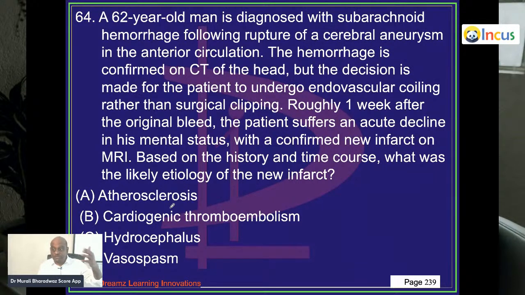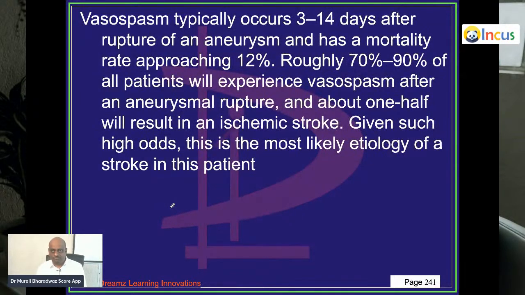A 62-year-old is diagnosed with subarachnoid hemorrhage, and the hemorrhage is confirmed on CT. You have done surgical clipping. But 1 week later, the patient has an acute decline in mental status and an infarct on MRI. So what is the likely possibility for this? Many times we discussed this point, doctor. This is vasospasm.